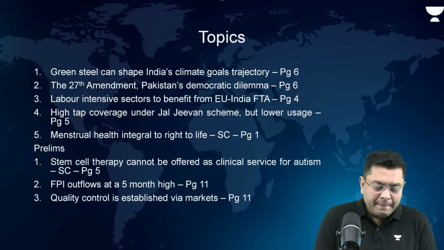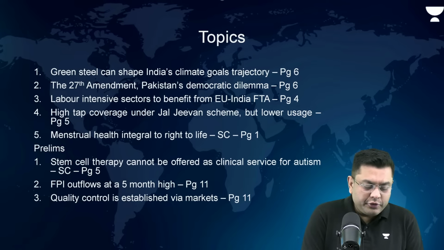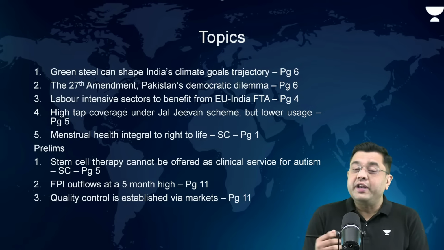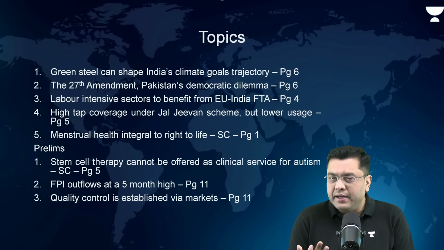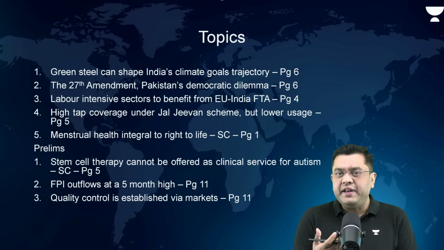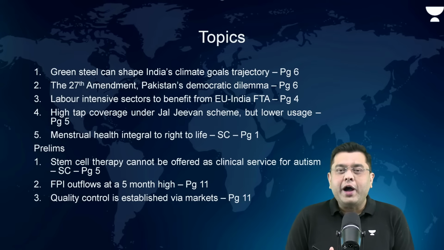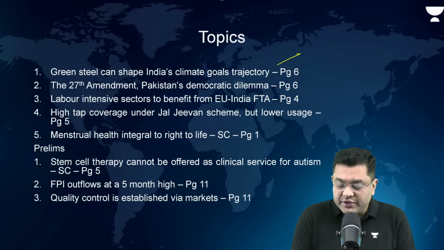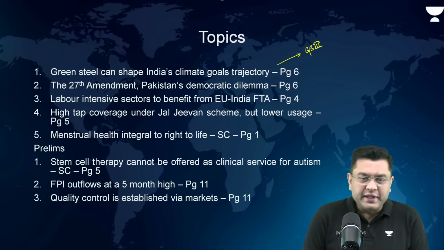So, first of all, the topic which has appeared in the editorial section of the newspaper: green steel can shape India's climate goals trajectory. Now, green steel has been in discussion for a few years now, and Indian government has also declared various different policy measures. But then, when it comes to green steel, why we cannot afford to lag behind. So that is something which is relevant for your GS paper 3 and is very important for the examination as well.